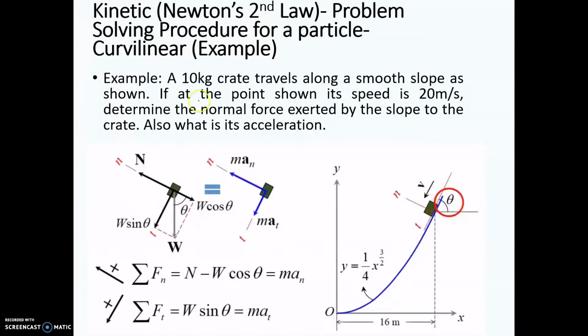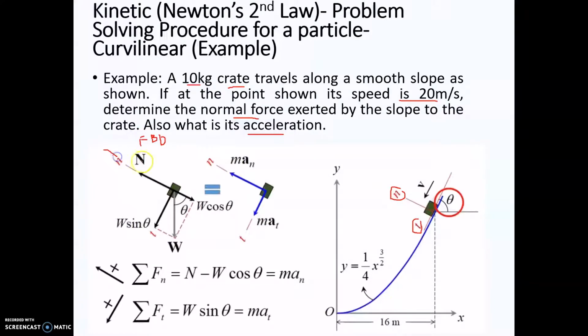In this example, you have a 10 kg crate traveling along the slope here, and at this particular moment at this point, the speed is given as 20 meters per second. You need to determine the normal force exerted by the slope on the crate. Also, what is the acceleration here? Since this is a curvilinear motion, we can use the normal and tangential coordinates. Then we draw the free body diagram here.